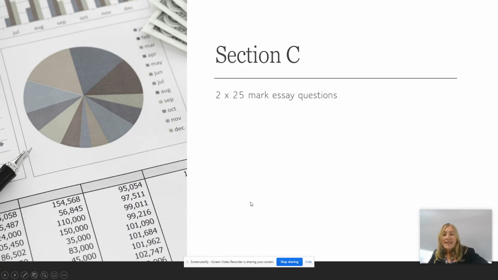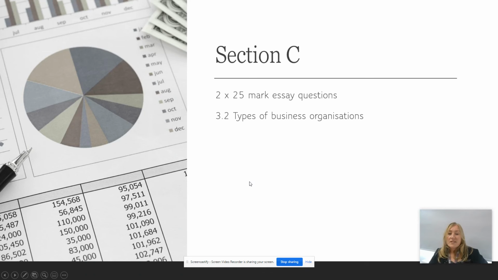So on to section C then. This is the bit everyone's dreading, the 25 mark essay questions. I have recorded at least one video on how to tackle these. I'll try and get around to doing some more, but obviously we are running out of time now.